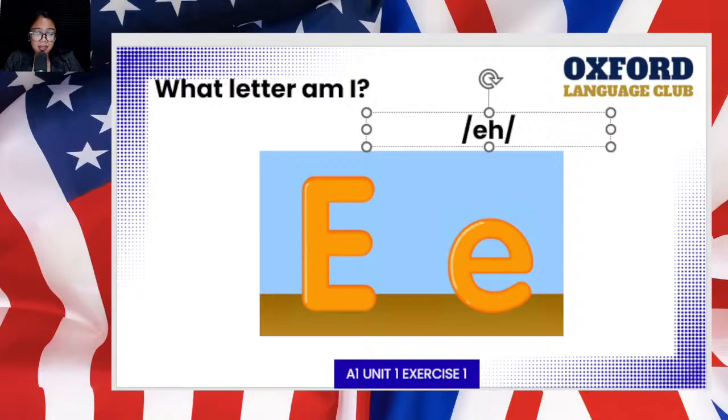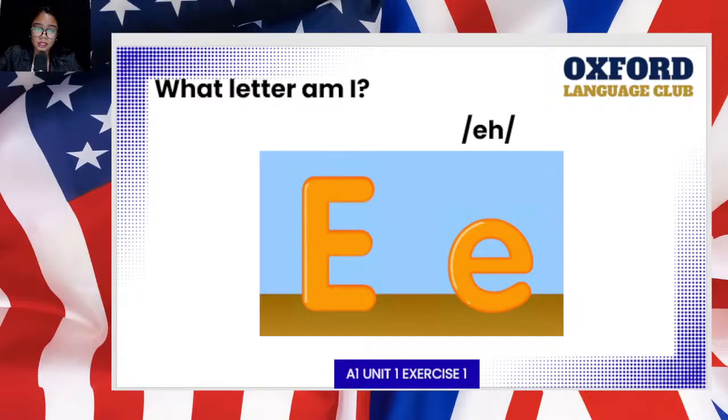Now, let's try to make the sound again. Eh, eh. One more time. Eh. So that is the letter E. Again, the name of the letter is E. The sound it makes is eh. Again, eh.